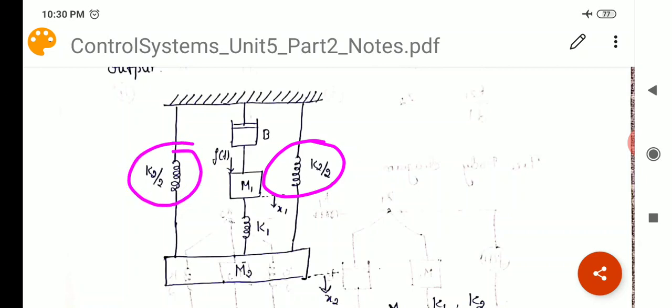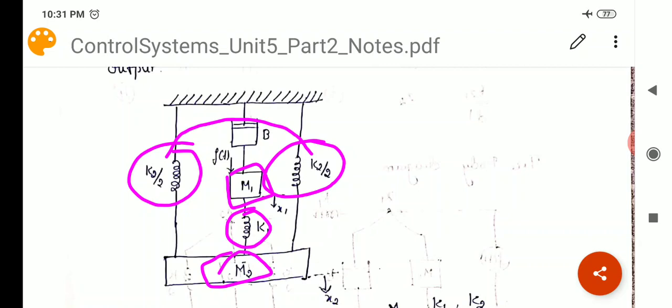K2 by 2 and K2 by 2. That means the effect of K2 is spread into two parts, K2 by 2, K2 by 2. Effectively, it is the effect of the spring value K2, distributed on either side equally as K2 by 2 and K2 by 2, but effectively it gives an impact of only one spring. So these two things you consider as one, and this is another energy storing element. So two spring elements and two mass elements. Therefore you should have 4 state variables.